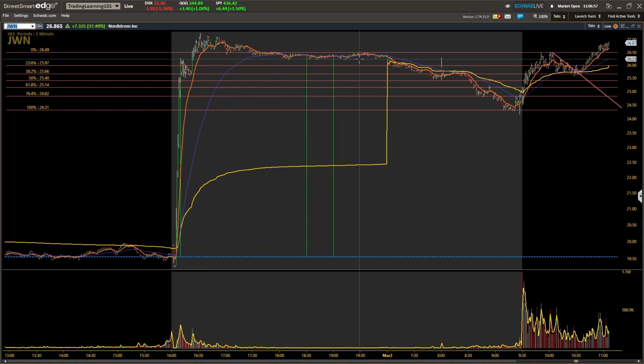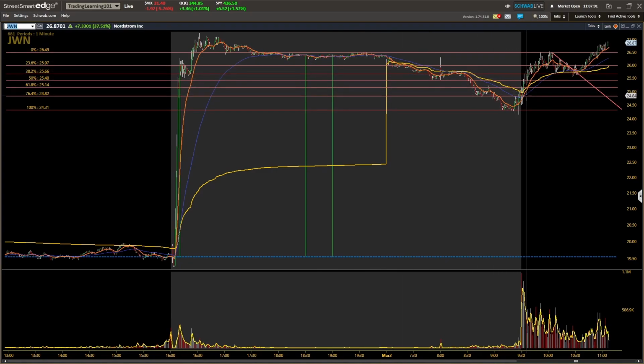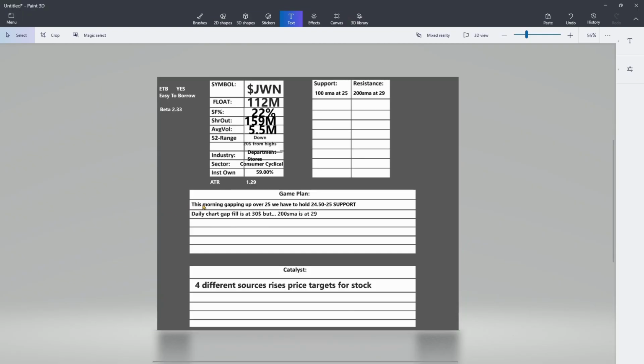Then as we go into the next day here, I see that we're still fading down. We're still pulling back. There's still potential for the stock. Just because it's pulling back, that's all right. We pull back all the way here to 24.33. Now, if we pull back up our game plan, this morning it was gapping up over 25.